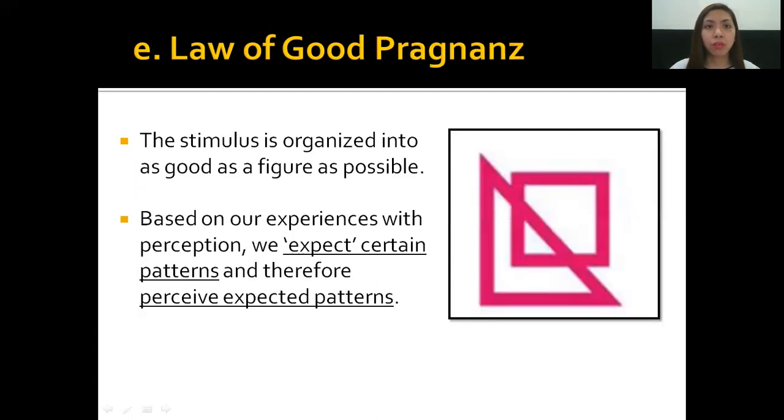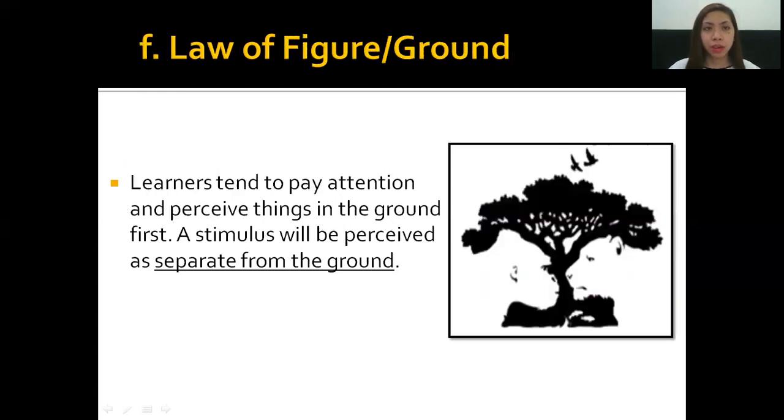Next, we have the law of good pragnanz. The stimulus is organized into as good a figure as possible. Based on our experiences with perception, we expect certain patterns and therefore perceive expected patterns. So for example, in this figure, we perceive it as a square overlapping a triangle and not a combination of several complicated shapes.